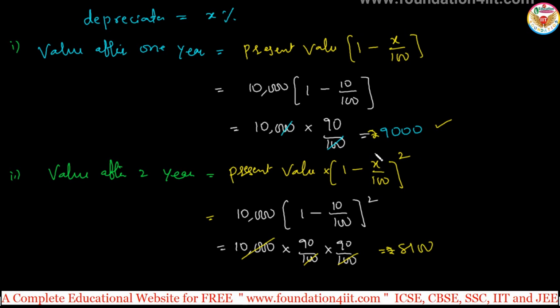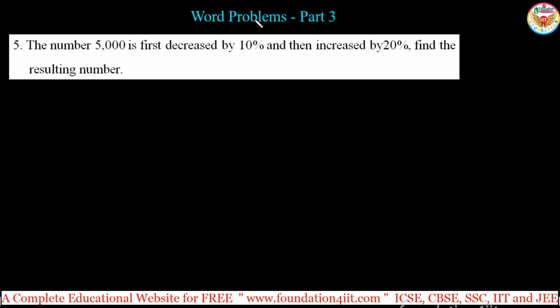Next we will start the increase and decrease combination also. I will show some example sums in percentage problems. The question is: the number 5,000 is first decreased by 10% and then increased by 20%. Find the resulting number. Here you need to observe two basic things. Whenever it is increasing, you take the plus symbol in the formula, and decreasing is the minus.